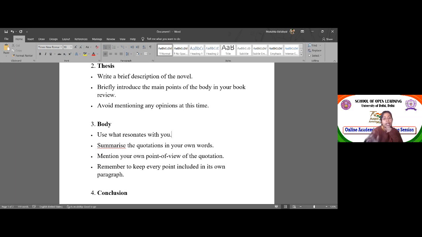Resonates with you, what has stuck with you, what has helped you, or why are you writing this review? What is it from the book that you want to give to the readers? Why would you want the readers to read it? So you will just write what resonates with you. Summarize that in your own words. Mention the point of view of the book. It's not quotation based.